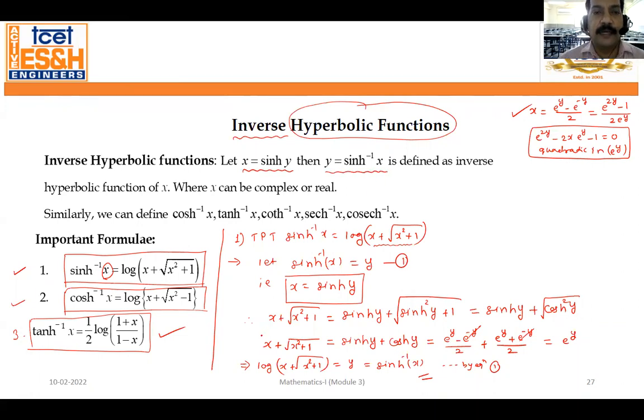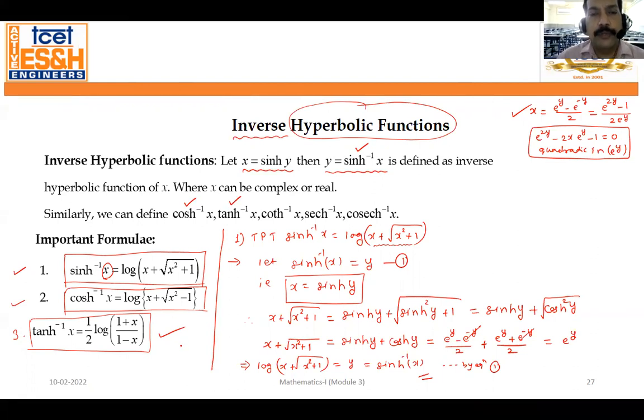That is defined as an inverse hyperbolic function of x, where again x can be a real number or a complex number, and one can define sin hyperbolic, cos hyperbolic, tan hyperbolic, cot hyperbolic, sec hyperbolic, and cosec hyperbolic. As far as our curriculum is concerned, we have only 3 inverse hyperbolic functions. One is sin hyperbolic inverse x, second is cos hyperbolic inverse x, and third is tan hyperbolic inverse x.